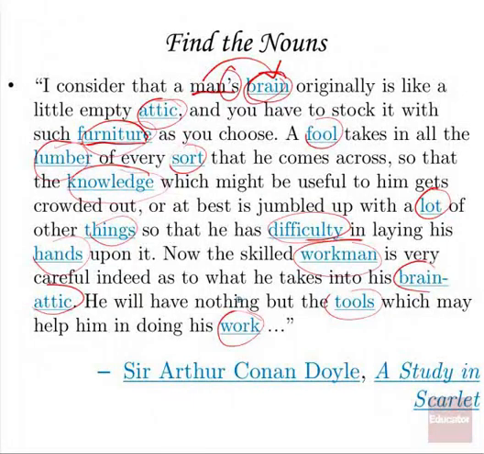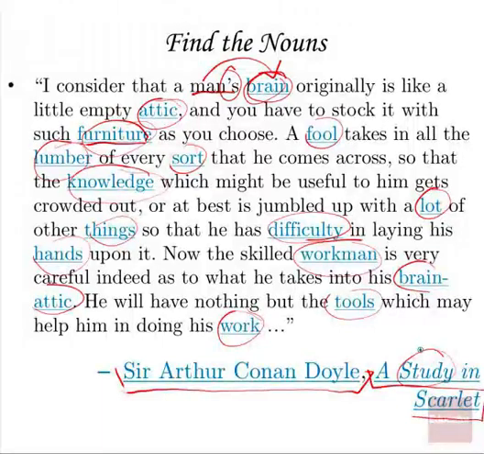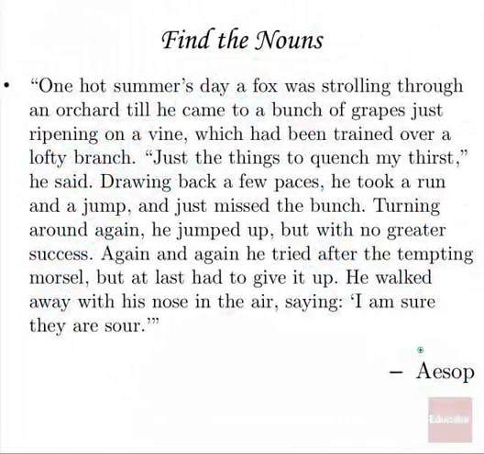Now, if you remember from our J.M. Barrie example at the beginning of this lesson, Sir Arthur Conan Doyle is a person. He is a proper noun. So is A Study in Scarlet. Study is a noun, but A Study in Scarlet as a whole is a proper noun because it's the title of a book. So we have mostly common nouns in this passage, but we do have two proper nouns in here. Let's do one more example.